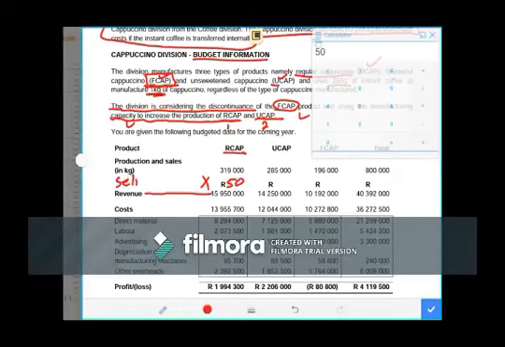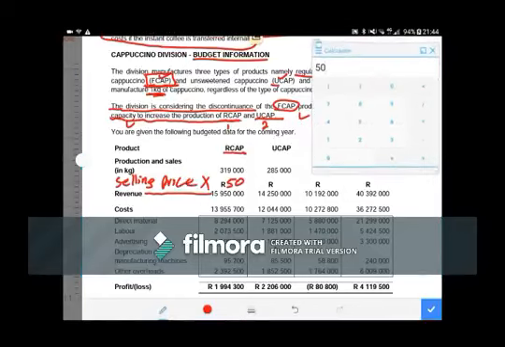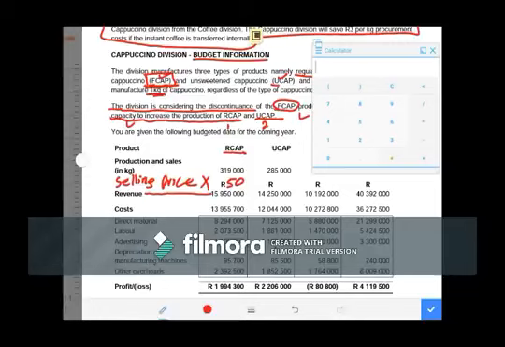So let me write the selling price here. Meaning we had a selling price of 50 rand for the regular cappuccino. This is the selling price per unit. Then we have 14,250,000 rands, which is the total revenue from the sale of 285,000 units, which is in kgs. And again, the selling price for the unsweetened cappuccino must have been 50 rand.